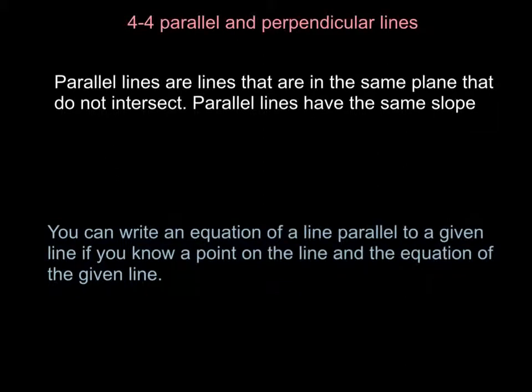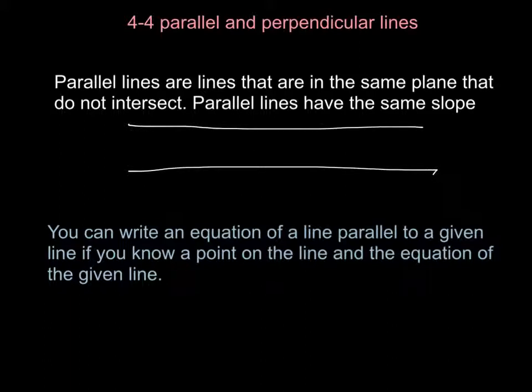Lesson 4-4, Parallel and Perpendicular Lines. Parallel lines are lines in the same plane that do not intersect. So we think of them as lines that go on and on forever without actually intersecting each other. Parallel lines have the same slope because they go on forever. Their slope is the same.